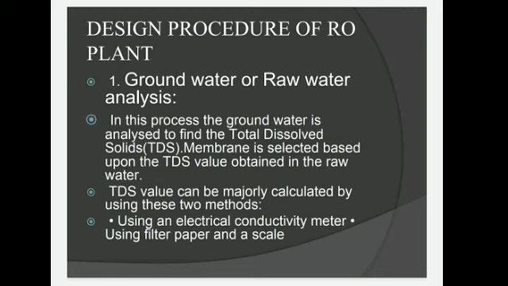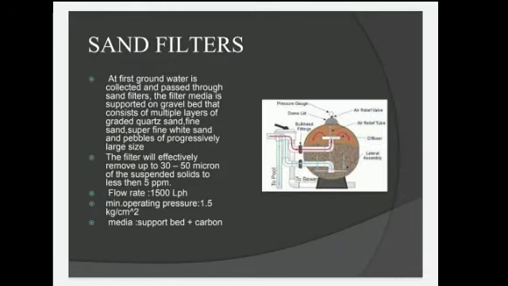TDS value can be majorly calculated by using these two methods: using an electrical conductivity meter, or using filter paper and a scale. Sand filters. At first, groundwater is collected and passed through sand filters. The filter media is supported on a gravel bed that consists of multiple layers of graded quartz sand, fine sand, superfine white sand and pebbles of progressively larger size.